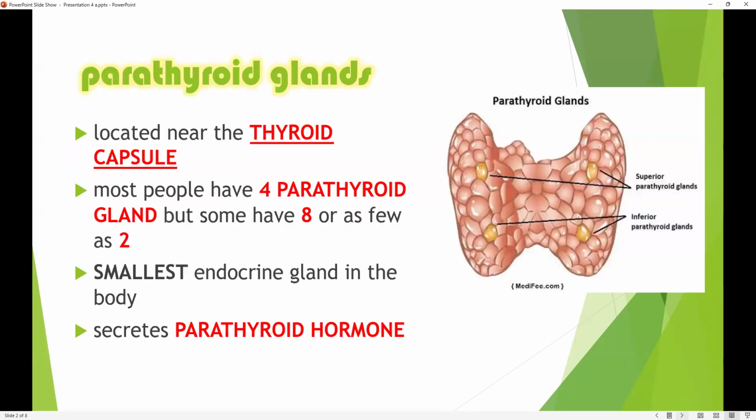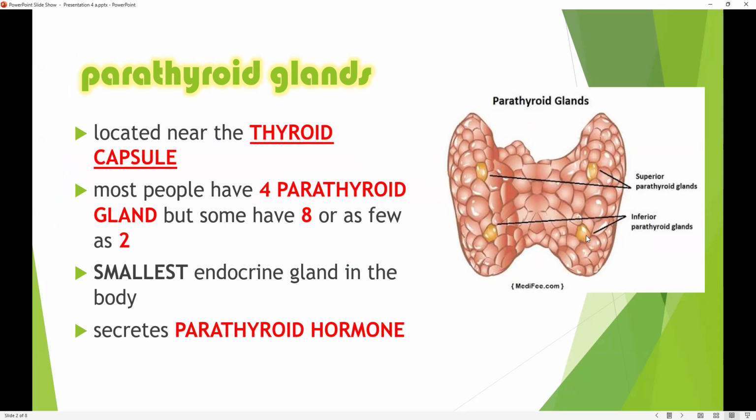Right. So parathyroid glands are located near the thyroid capsule. Okay, as you can see, this is our thyroid, which we were able to talk about last meeting. So the parathyroid glands are just found near the thyroid capsule. So here are the parathyroid glands. So we have the superior parathyroid gland and the inferior parathyroid gland.